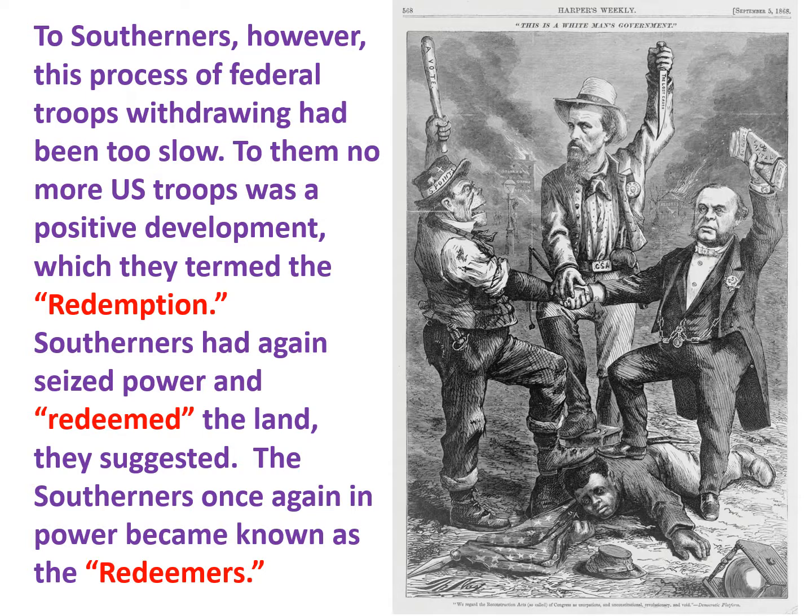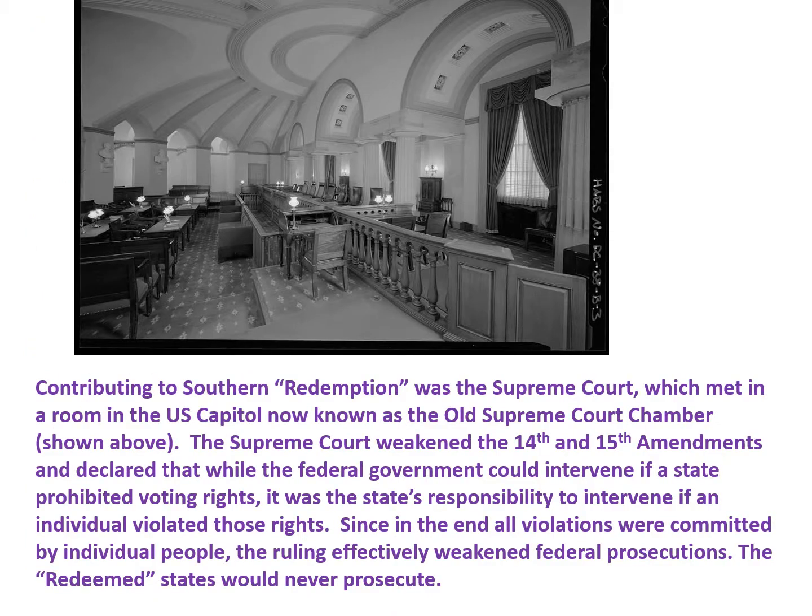Contributing to Southern redemption was a very conservative Supreme Court, which met in a room in the U.S. Capitol now known as the Old Supreme Court Chamber, and you can see it above. It really wasn't until about the 1930s that they began building a separate chamber for the U.S. Supreme Court, the one we know today.